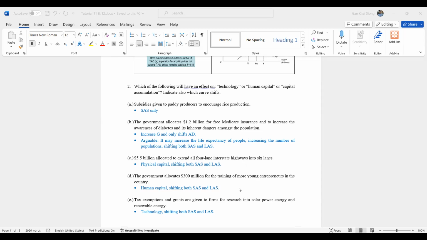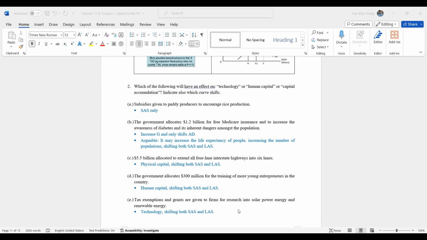Next question, the government allocates 300 million for training human capital. So it shifts SAS and LS. Lastly, it talks about government giving some grants to the firms to do research in solar power energy. So again, it links to the technological development. So therefore, it shifts SAS and LS.